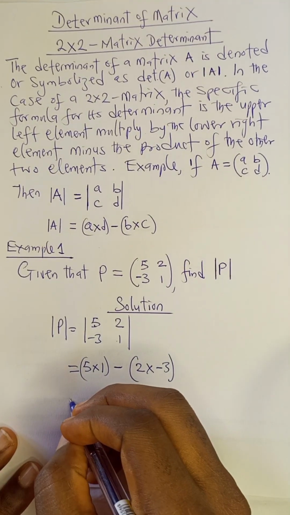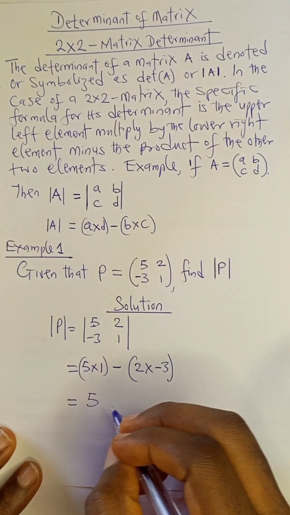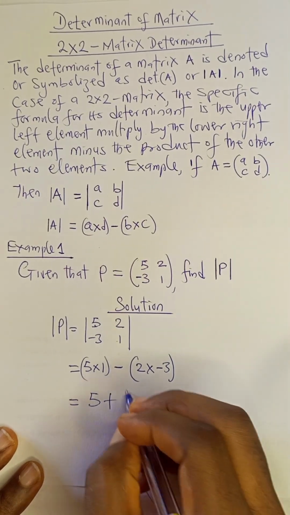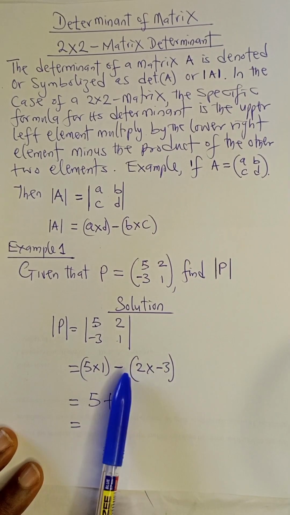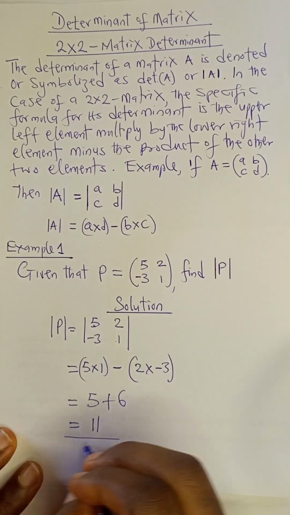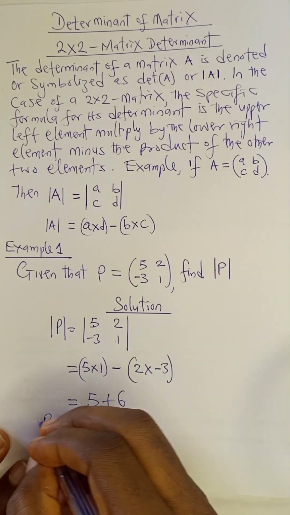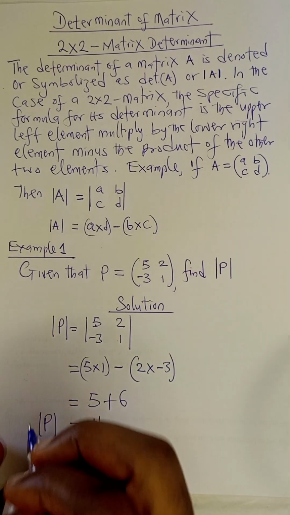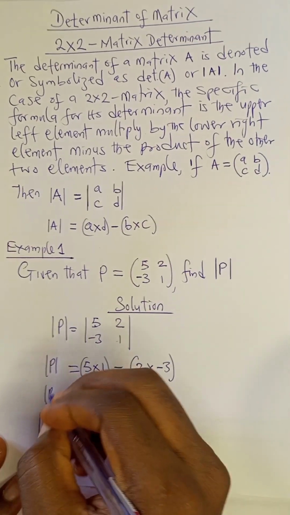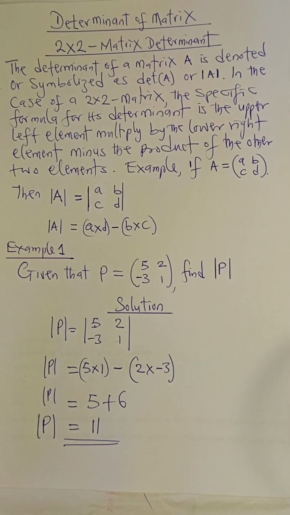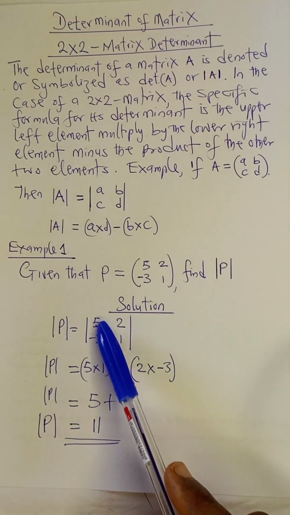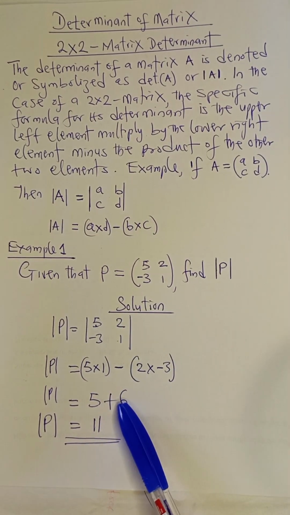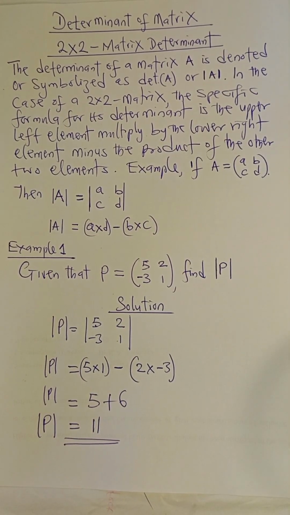That is the determinant. This times this minus this times this. So the P determinant now is equal to what? 5, and of course, this is minus minus 6. Minus 6 times minus will give us plus 6. So the determinant of this matrix is 11. That is P determinant. P determinant is equal to 11. Are you following? So that is how to find the determinant of a matrix. It's very simple. So this times this will give us 5, minus this times this, which will give us plus 6. You add it up, you get 11.